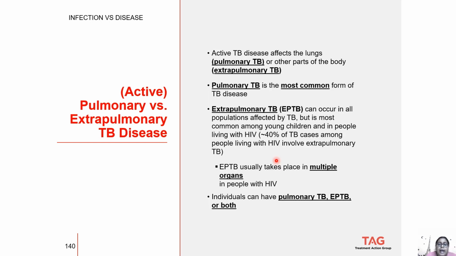Okay. So active TB disease affects the lungs, pulmonary TB, or other parts of the body, extrapulmonary TB as well. Pulmonary TB, the TB that affects the lungs, is the most common form of TB disease. Extrapulmonary TB can occur in all populations affected by TB, but is most common among young children and people with HIV. It can take place in multiple organs in people with HIV as well. Individuals can have pulmonary TB, extrapulmonary TB, or both.